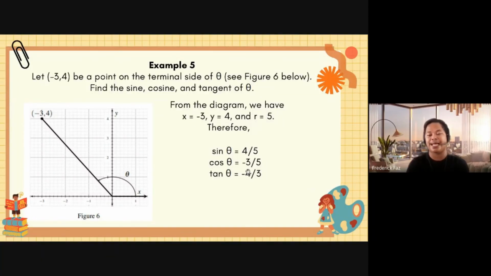So using the ratios on our previous slide, sine theta is equal to y over r. If y is 4 and r is 5, then sine theta is equal to 4 over 5. For cosine theta, the ratio is x over r, so negative 3 over 5. For tangent theta, we have y over x, so we have negative 4 over 3, since one of them is negative.